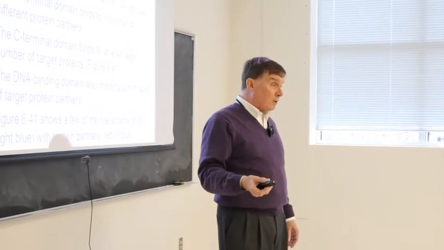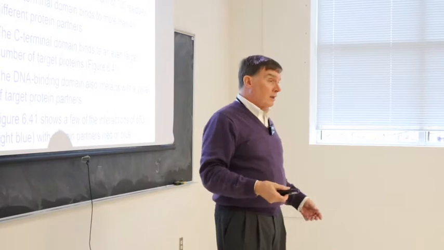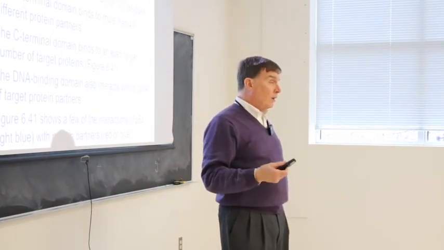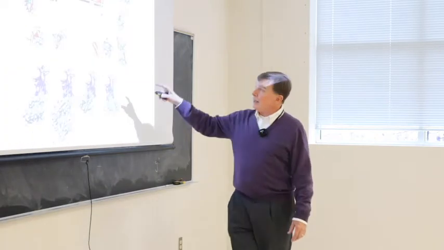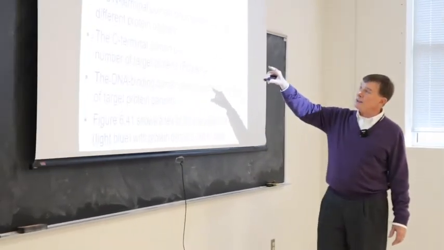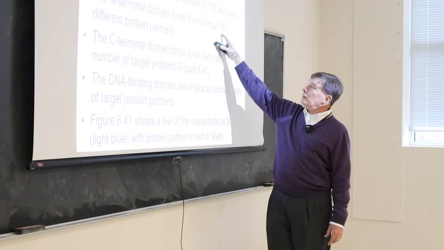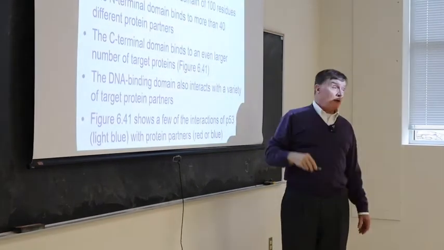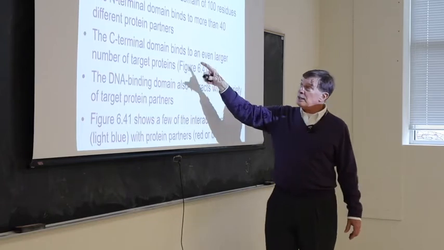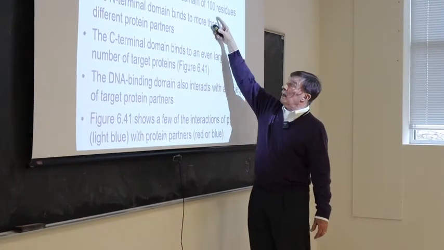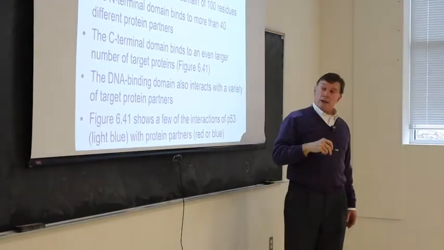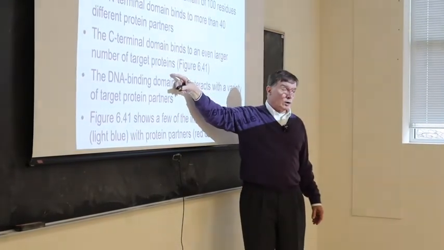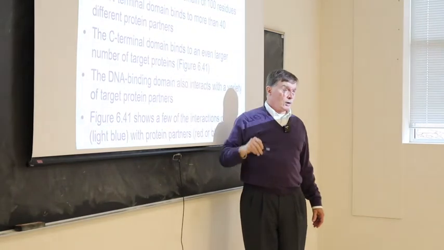And for a long time, they thought that it was just something that it did without any particular reason for it. But now we know that the protein has unfolded parts. Let's go back to here. The N-terminal domain can bind to more than 40 different protein partners because it's a disordered domain of 93 residues. And the C-terminal domain is 100 residues that are disordered to start, and it can bind to an even larger number of targets. We don't even know how many things the C-terminal domain can bind to.